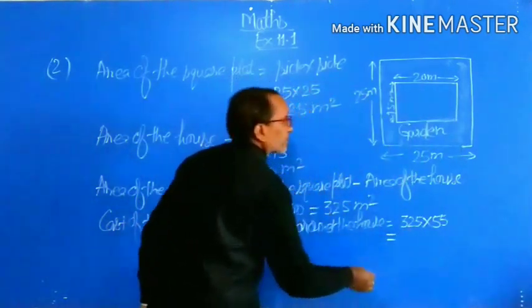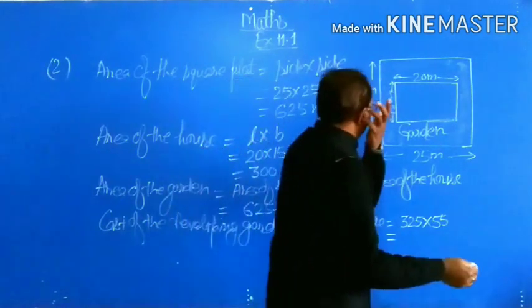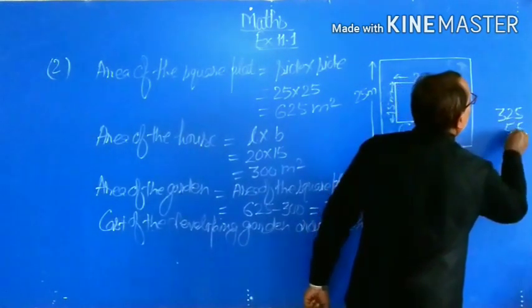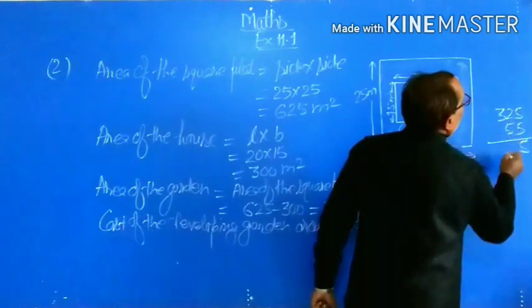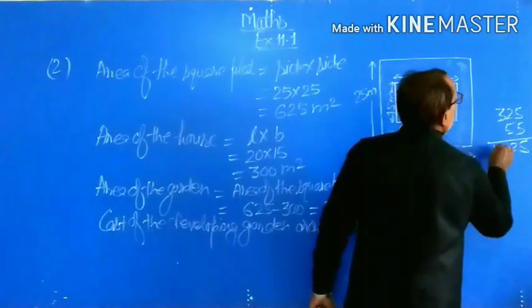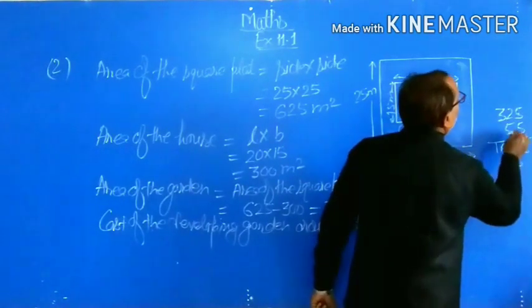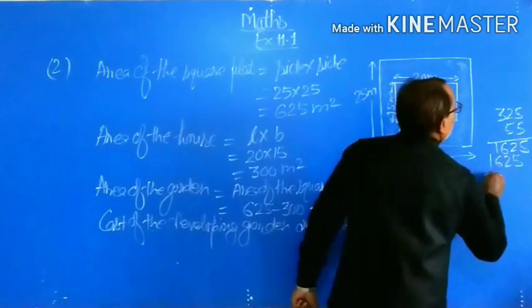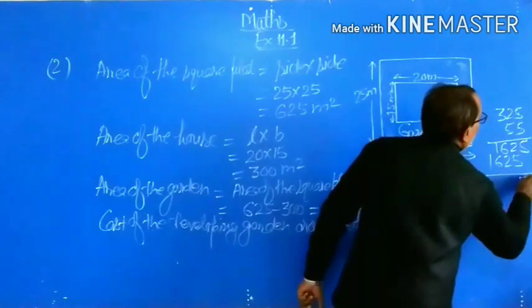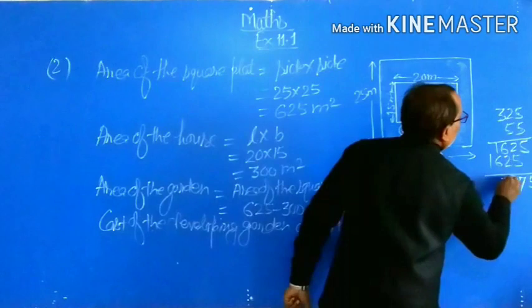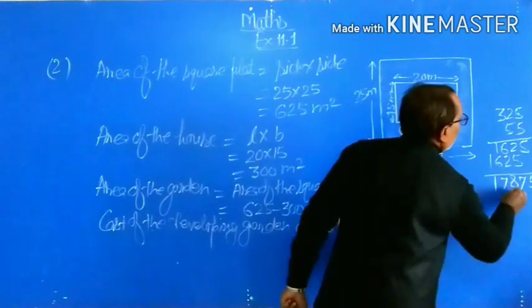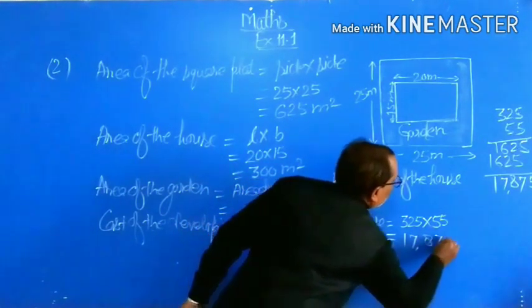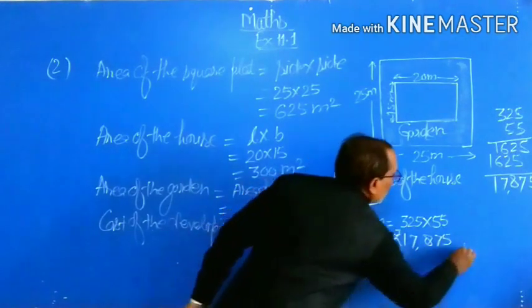That is equal to, you multiply here, 325 into 55. 5 by 5 is 25, 5 to the 10 and 2, 12... That is 17,875 rupees. It is your answer.